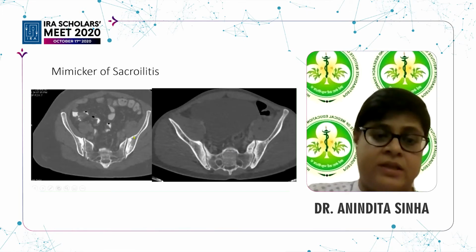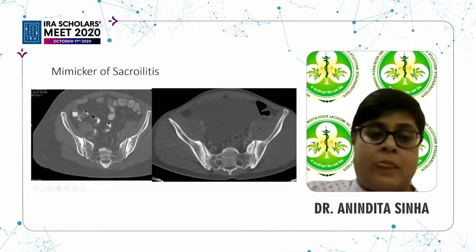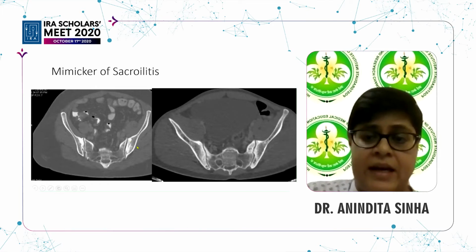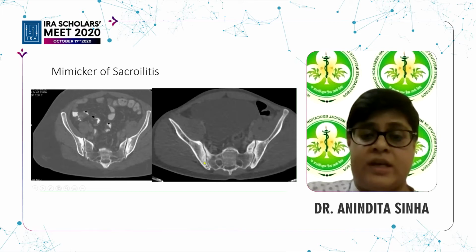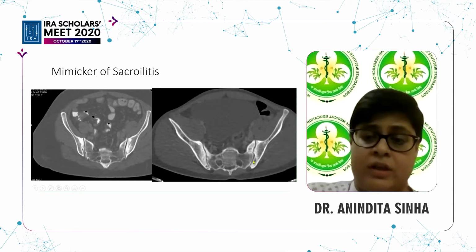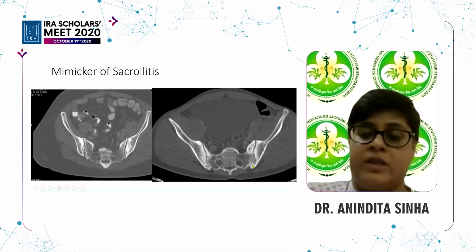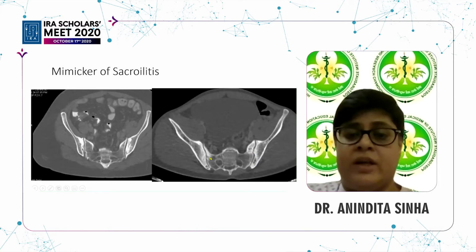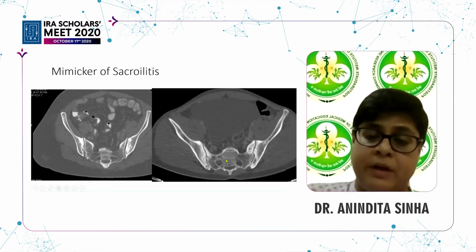Now there are again mimickers of sacroiliitis. If you see sclerosis only on the iliac aspect, with the joint space preserved, especially in the female age group, post-pregnancy, think of osteitis condensans ilii. In an elderly patient, sclerosis, not much of erosions, but subchondral geodes. You can see that these are not erosions, it's not going up to the margins. These are subchondral cysts or geodes. There is sclerosis involving the anterior aspect with the posterior aspect. This is actually degenerative osteoarthritis, which can sometimes also mimic ankylosing spondylitis.